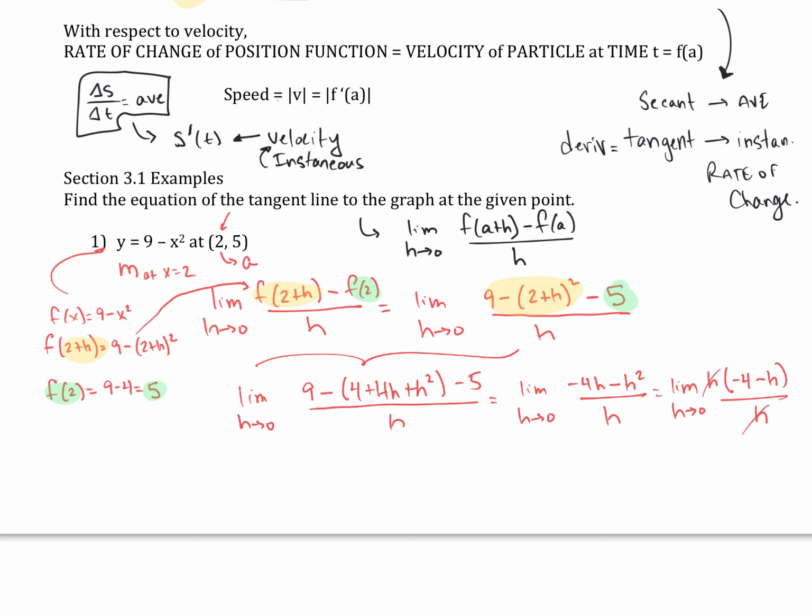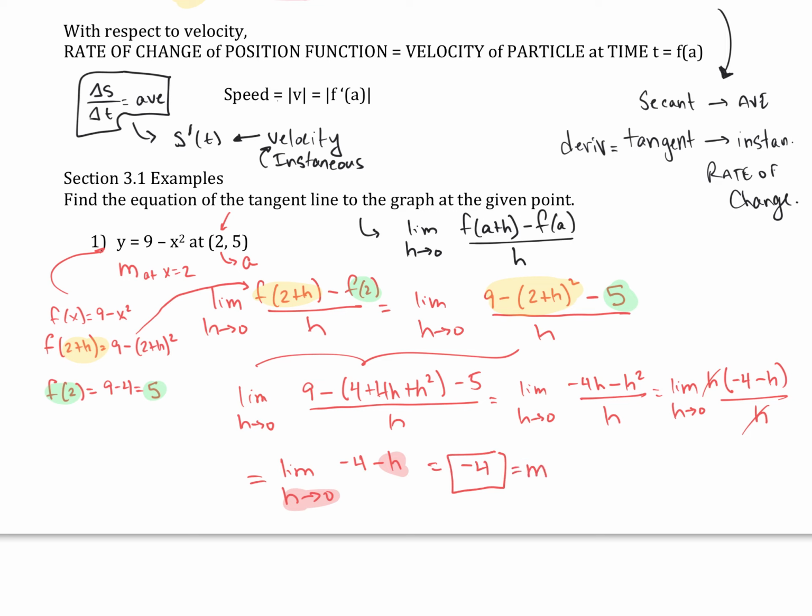So I'll get the limit as h goes to 0, so this all equals the limit as h goes to 0 of negative 4 minus h. And so then when I plug in h now, I can find this limit and do direct substitution. I'm going to plug this in right here. And guess what? I'll get negative 4. And that is the slope.